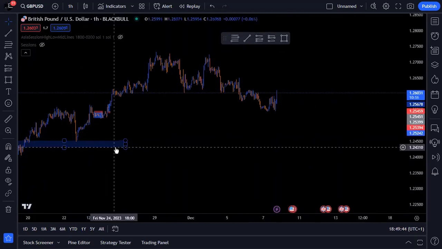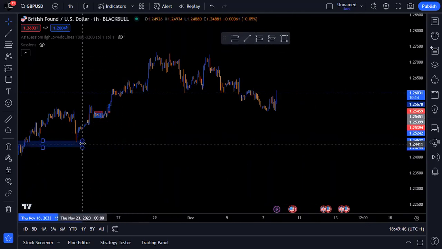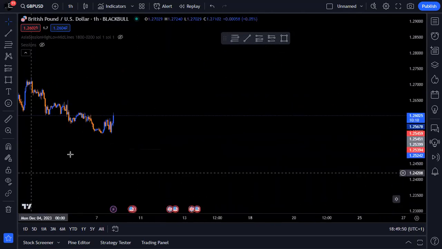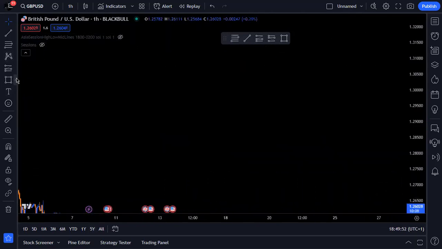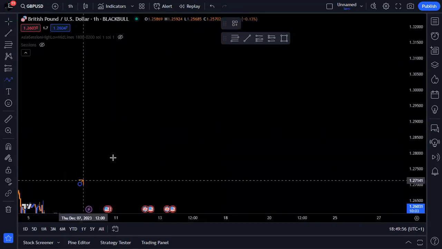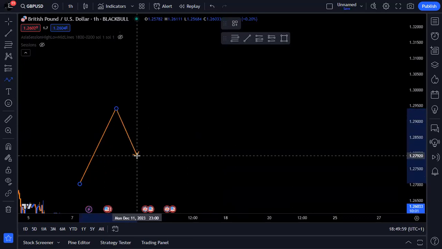Now I already highlighted some breaker block entries, a few of them. Now, first of all, what is a breaker block? Let me just give you a quick illustration of a breaker block. Let's say, for example, for instance, we have price do something like this.